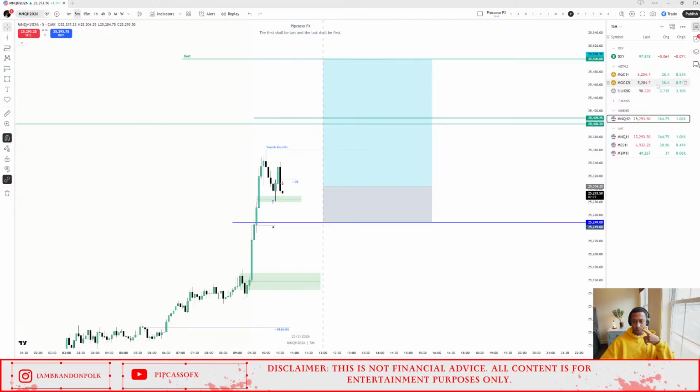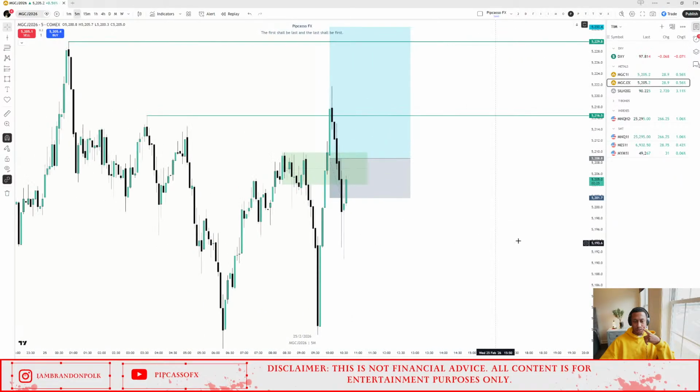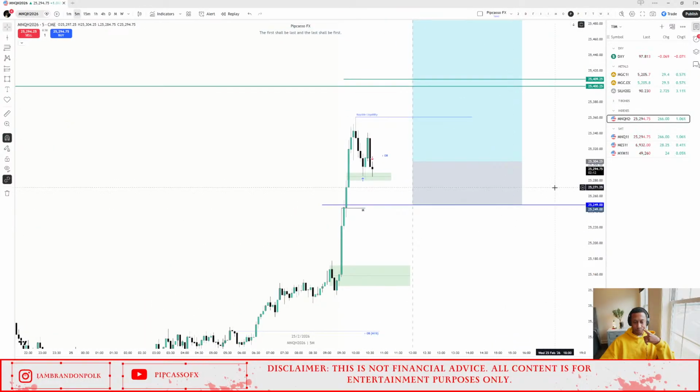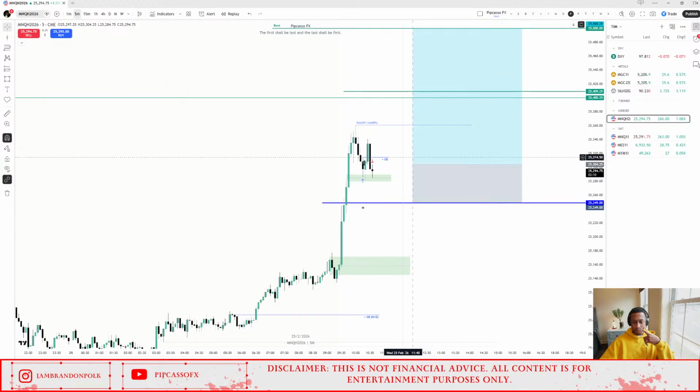Check gold out. I can't trade it. Thought I got stopped out anyways. Here. So it came down to this order block. Happy I didn't take that one. This might want to trade a little bit later.